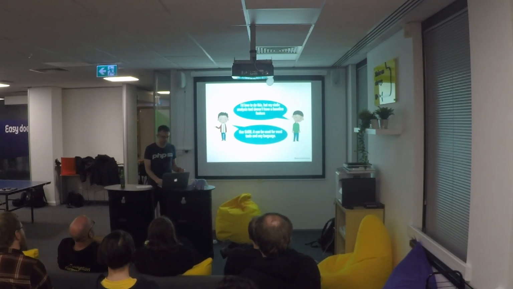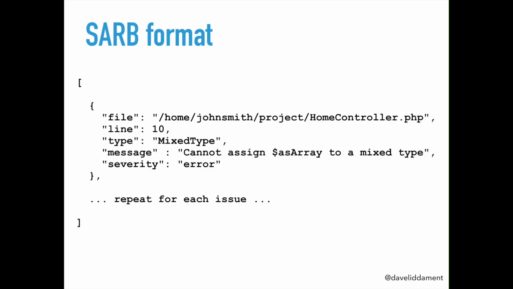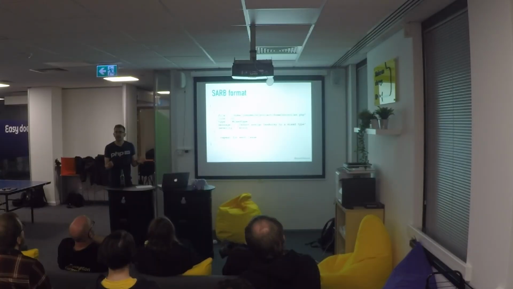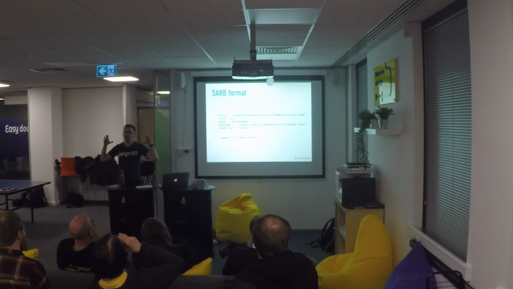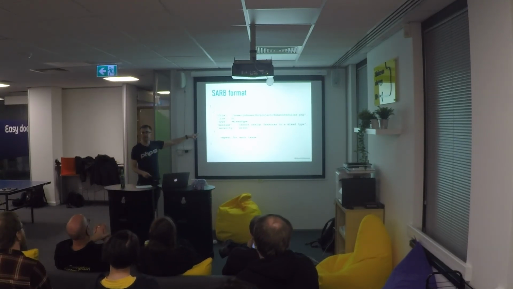Well, SARB has something called the SARB format. It's just a JSON file, and it's just a series of entries. For every entry, for every issue we find, we've got to give it the file that it's found in, the line it's found on, the line of code, the type, which is something like the rule that's being violated, a human readable message, and a severity.